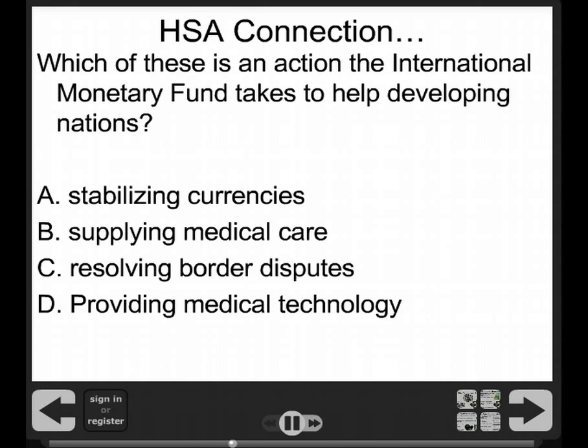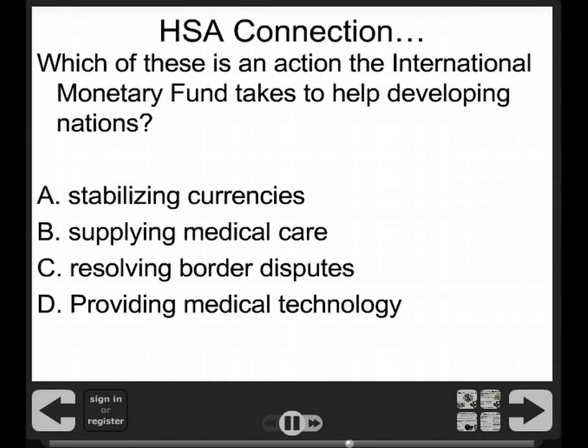If you guessed A, stabilizing currencies, then you are correct. Why is this so? Well, the International Monetary Fund, if you remember, tries to fix money problems. And A, stabilizing currency, is the only answer that has to do with money.